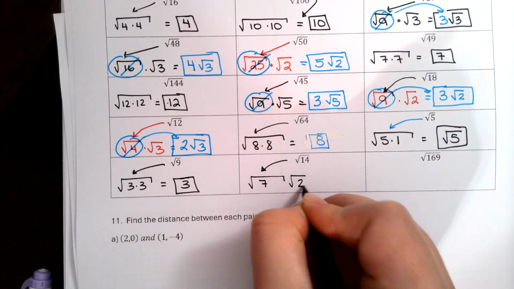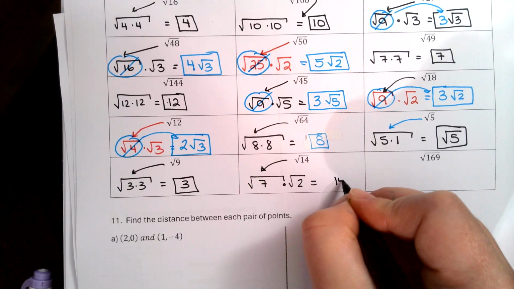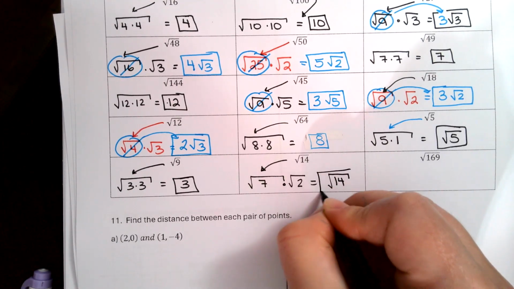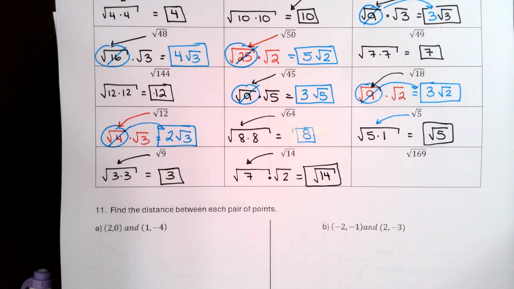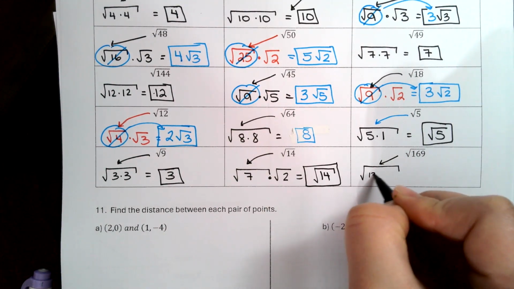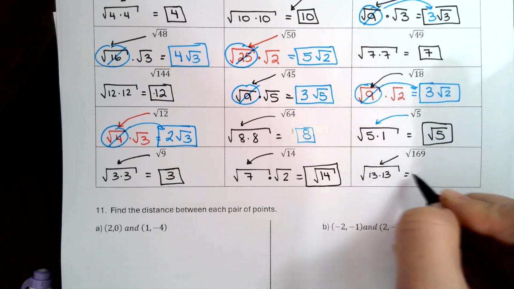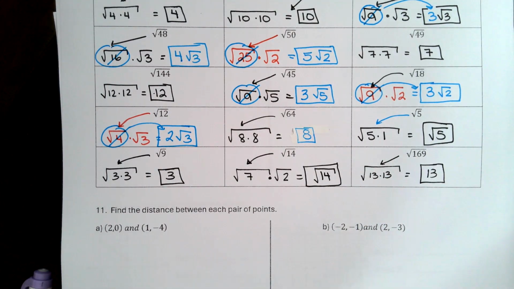14, well, that is 7 and 2. Now, square root of 7 and square root of 2 both cannot be simplified. So we are still left with the square root of 14. This is no change. And 169 is your 13s. 13 times 13. And again, this is going to be without the square root, 13 as an answer. These are not all of your memorization. Please refer to your memorization sheet. These are just a sample, okay?